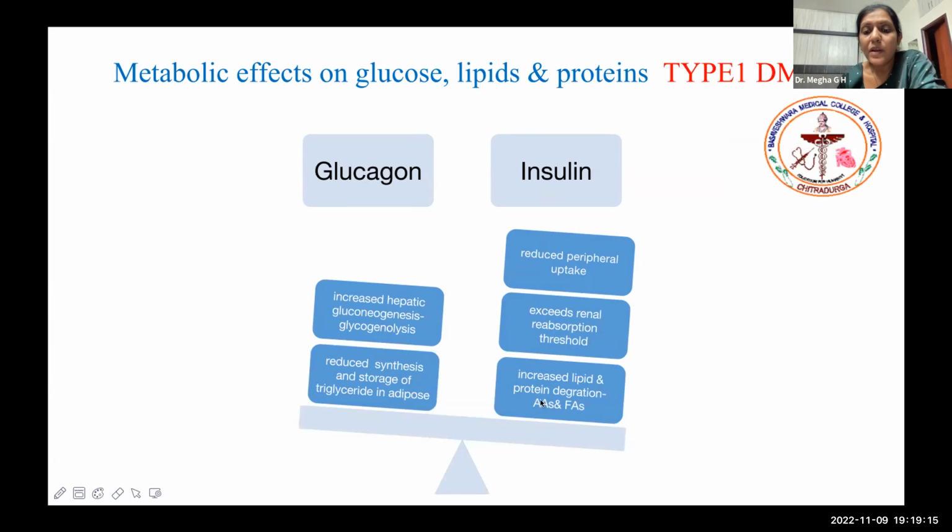Since there is decreased peripheral uptake, there is increased lipolysis and proteolysis, leading to increased free fatty acids and amino acids. At the same time, glucagon is more released in type 1 diabetes, causing an increase in hepatic gluconeogenesis and glycogenolysis. Apart from that, there is reduced synthesis and storage of triglycerides in the adipose tissue.